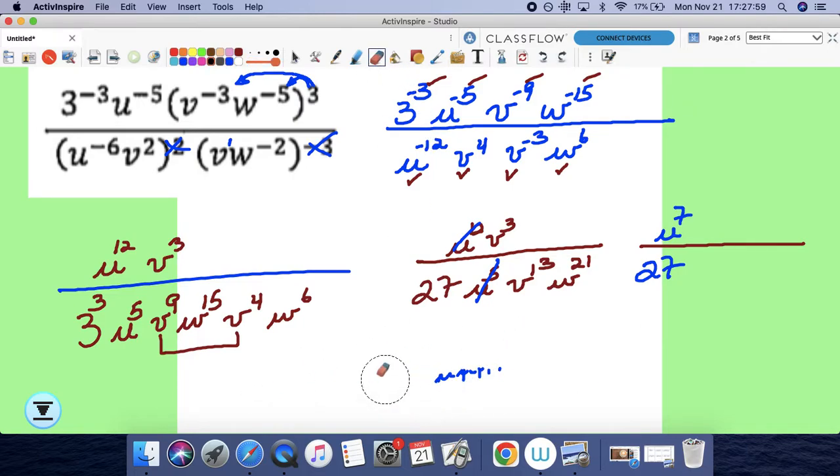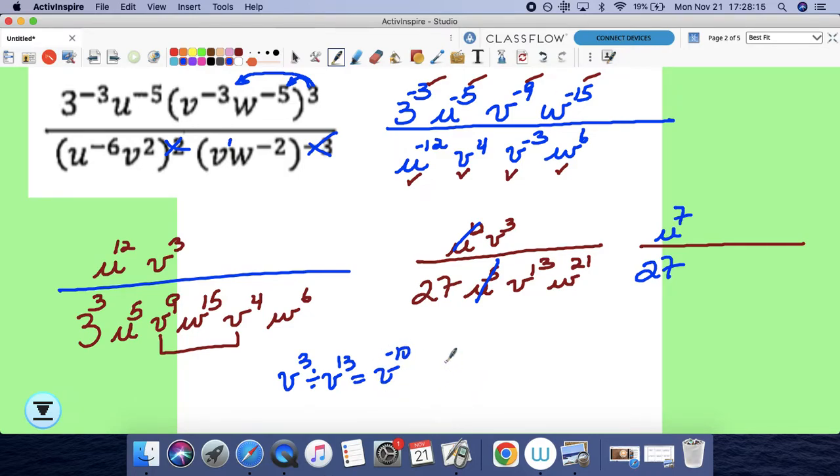Repeat the process with v to the third power and v to the 13th. So this one's a little bit different. We have v to the third power divided by v to the 13th power. Keep the base, subtract the exponents, we get v to the negative 10th. Now, what is v to the negative 10th?